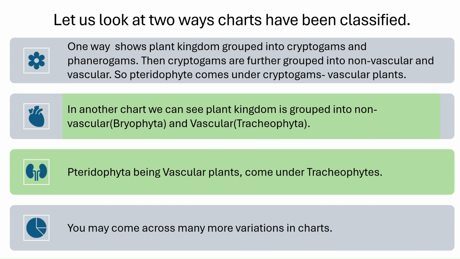One way shows plant kingdom grouped into cryptogams and phanerogams. Then cryptogams are further grouped into non-vascular and vascular. So pteridophyte comes under cryptogams, vascular plants. In another chart, we can see plant kingdom is grouped into non-vascular, that is bryophyta, and vascular, which is trachyphyta. Pteridophyta, being vascular plants, come under trachyphytes. You may come across many more variations in charts.